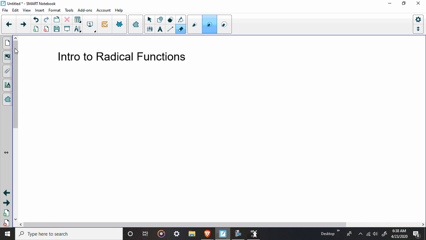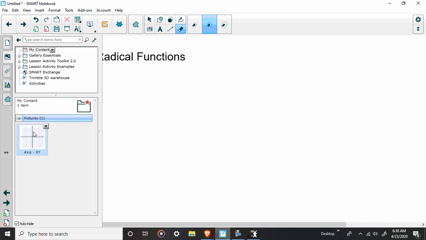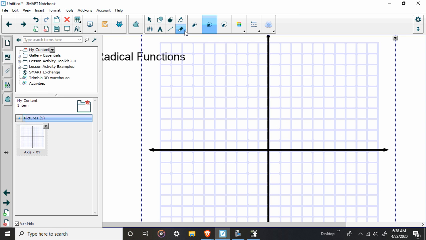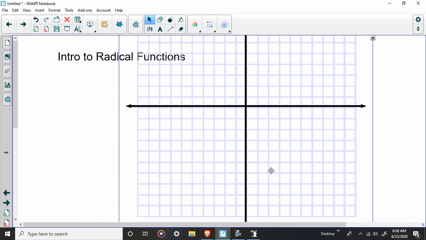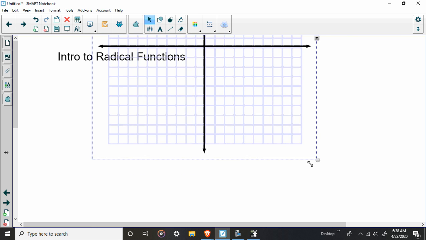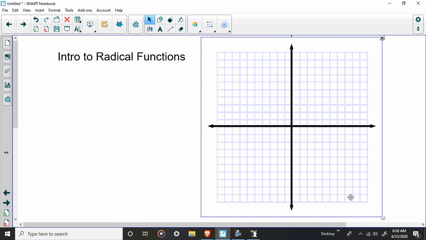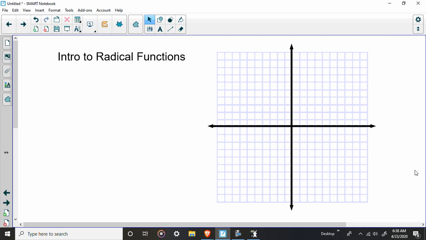And the thing is, with functions, eventually we're going to want to graph them. And you can't graph an irrational number. You can estimate it, but you can't graph those irrational numbers. So what's really important is that you're picking numbers that will give you good answers.